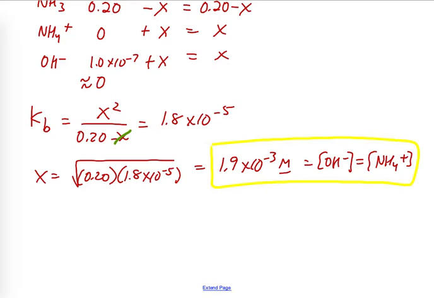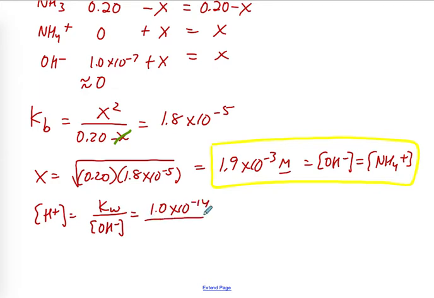The hydrogen ion concentration is Kw over the hydroxide ion concentration equals 1.0 times 10 to the negative 14th over 1.9 times 10 to the negative third.